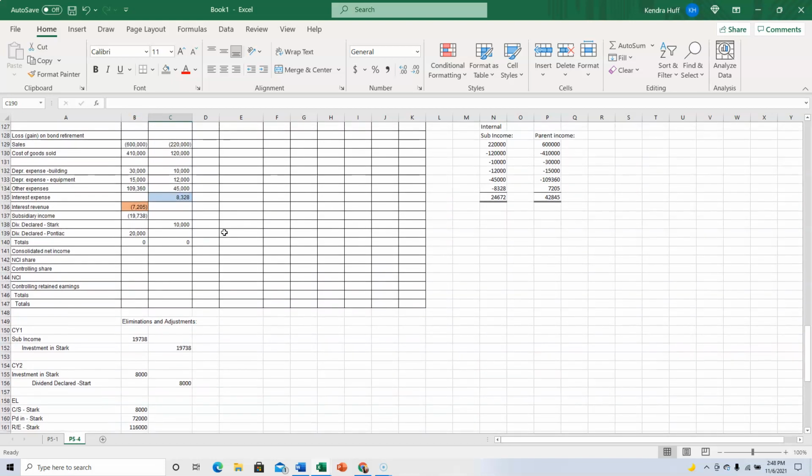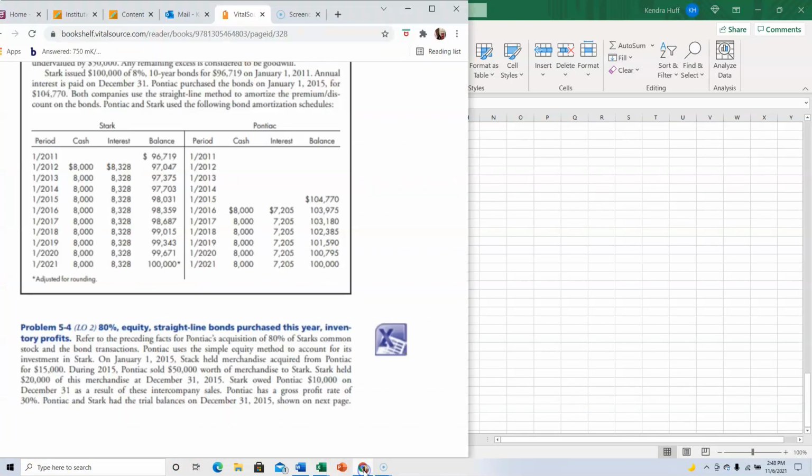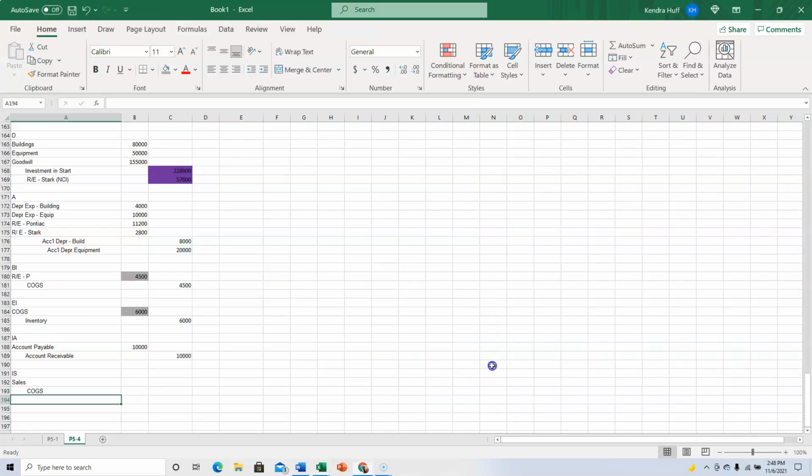All right. They also had intercompany sales. So I need to get rid of those too. And remember that one is just a debit to sales and credit to cost of goods sold. And in this case, Pontiac sold $50,000 worth of merchandise to Stark. It's going to be for 50.